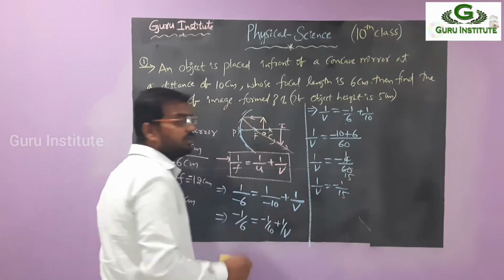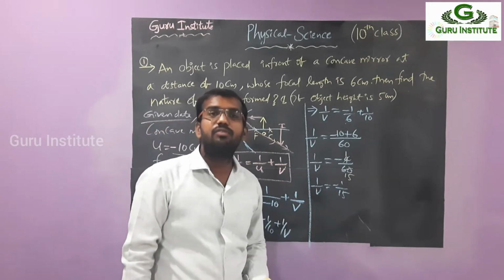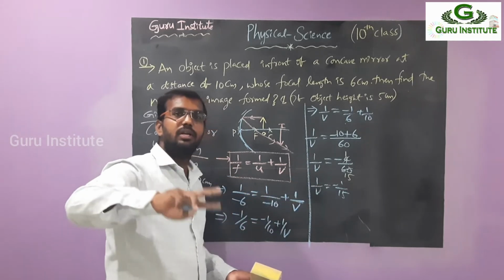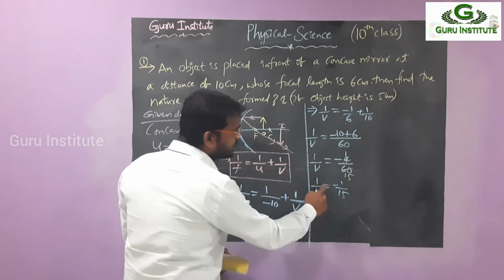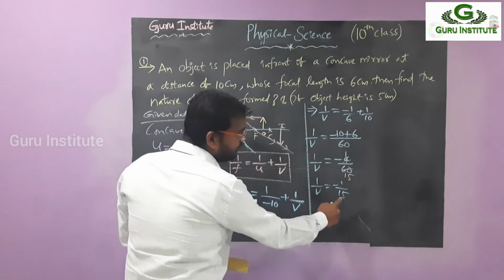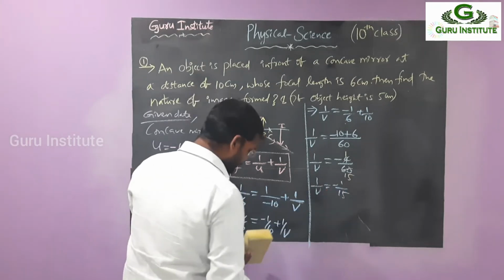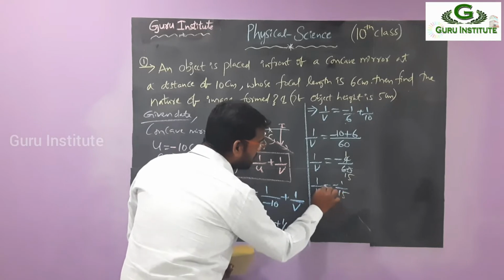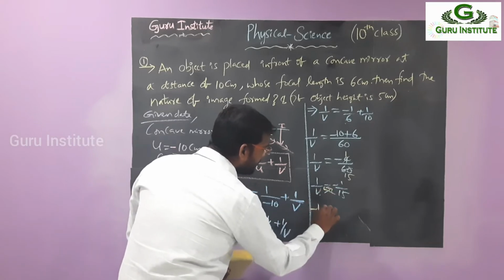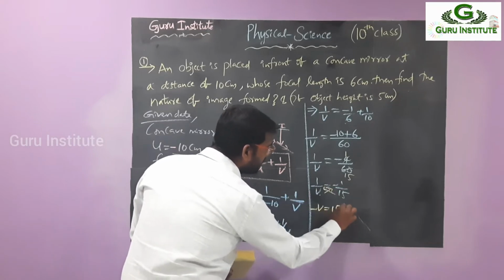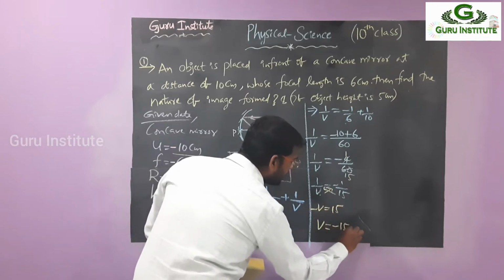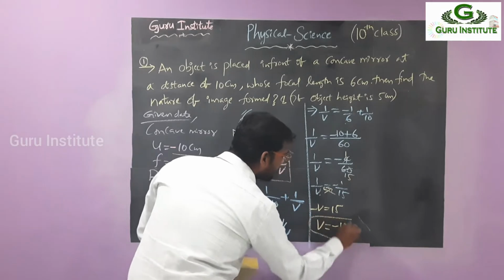But what do you want? You want 1 by v or v? We want v, right? Simply you have to reciprocate it. Numerator by denominator, denominator by numerator. Or simply cross multiplication. 1 into 15, 15. V into 1, minus v. So just do this cross multiplication. V ones are v, minus v is equal to 15 ones are 15. So simply what do you get? V is equal to, this minus going there, minus 15 centimeter. So you are getting the answer minus v.